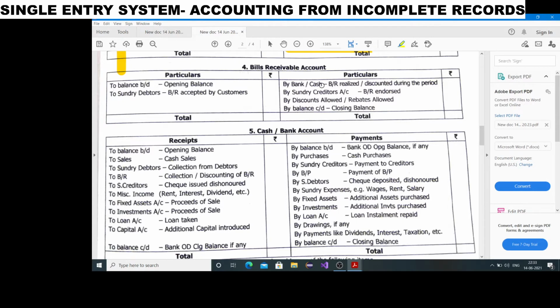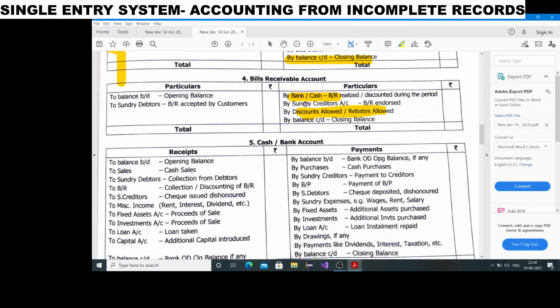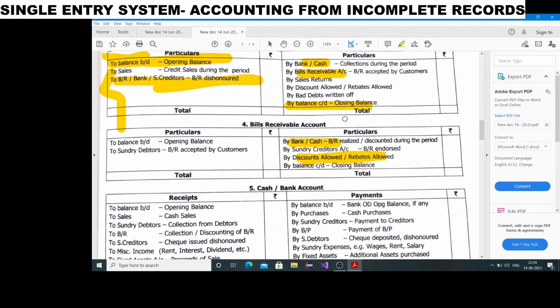If you are discounting any bill, so you're giving the bill and you're taking the cash. So cash is coming in: cash or bank account debited to bills receivable account, discounted during the period. And here you'll write bills receivable account debited to sundry debtors account when you are receiving any bill. Discount allowed or rebate, it's all the same concept based on the debtor.